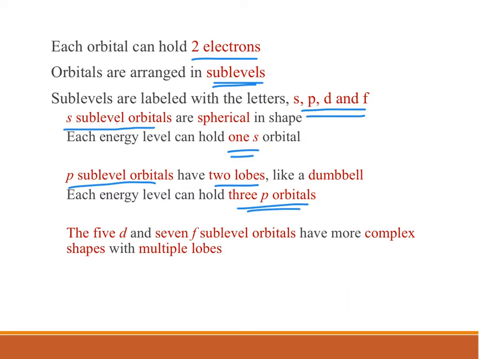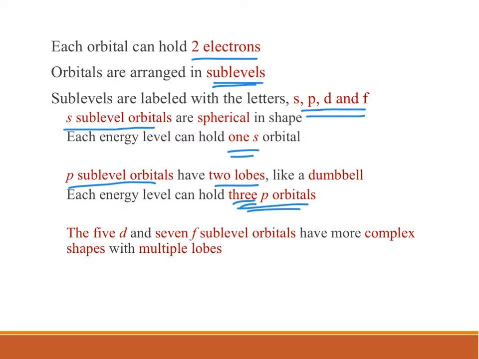Now the first energy level just has s, but the second energy level and above have s and p. So in the second energy level, you can have an s sublevel orbital and then a p sublevel orbital. And between the two of them, you'll end up with 8 electrons, because there'll be 2 electrons in the s, and then there'll be 2 in each of these 3 p orbitals, giving you 6 electrons in your p sublevel.